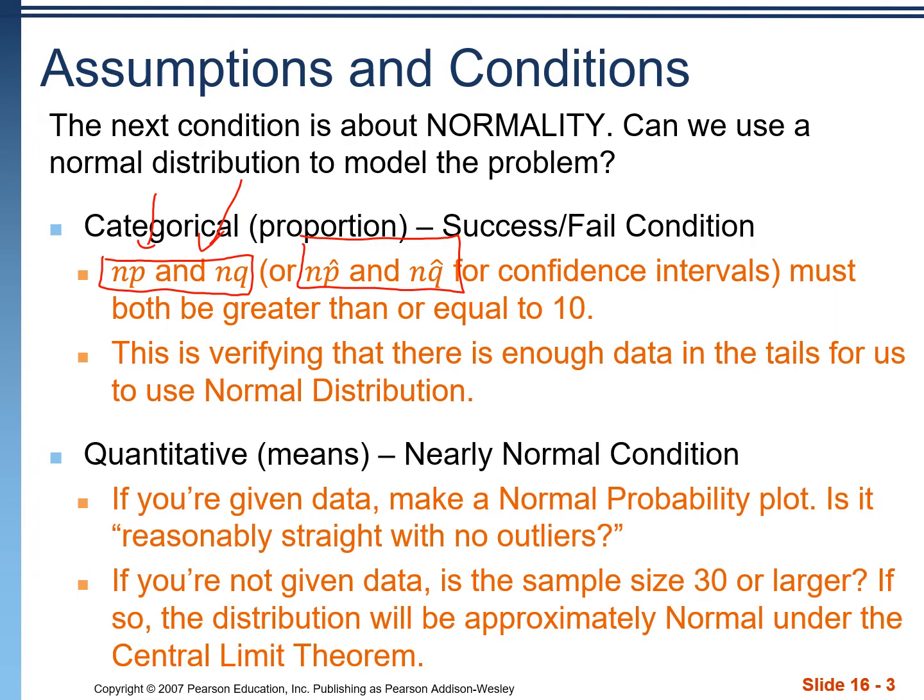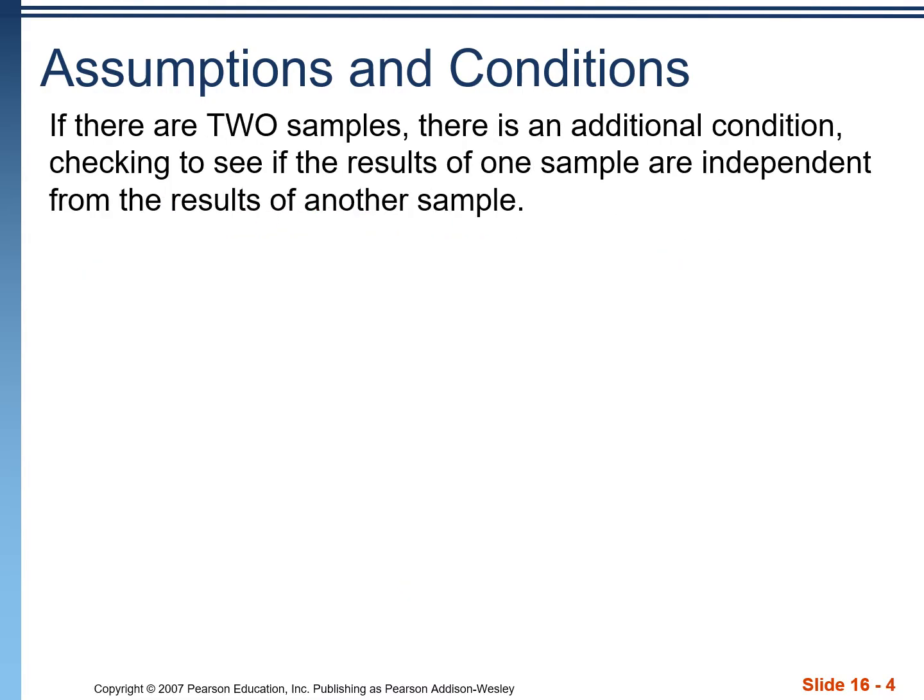If we have quantitative data, this is when we have means. We're going to check the nearly normal condition instead of success-fail. We wouldn't be able to check success-fail because we don't have a p or a q. If we're given data here, we're going to make a normal probability plot. We want to see something that's in a reasonably straight line. If it is, we're going to say it's reasonably straight with no outliers. If we're not given data, we want to check the sample size. If it's larger than 30, we can say the distribution is approximately normal under the central limit theorem. If neither of those things are true, sometimes it just says in the problem the data are approximately normal. So those are the three main conditions: randomization, 10%, and then either nearly normal or success-fail.